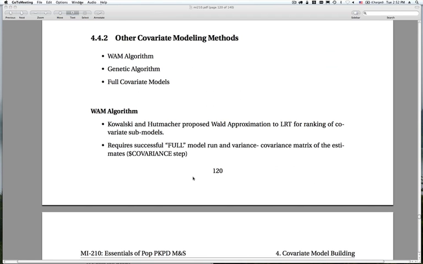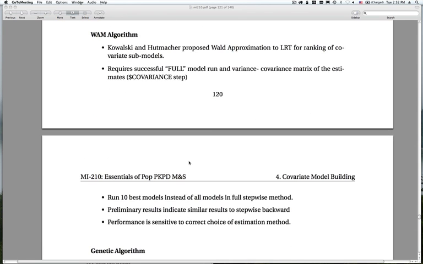So there are other methods that we might consider: the WAM algorithm, genetic algorithm, and full covariate models, and some of these are quite similar to stepwise regression. For example, the WAM algorithm, this stands for Wald approximation method. This uses the Wald approximation to the likelihood ratio test for ranking of covariate submodels. So it's essentially equivalent to a stepwise backward approach, but it requires that you start off with a successful full model and get a variance covariance matrix of the estimates, a successful covariance step in NONMEM.